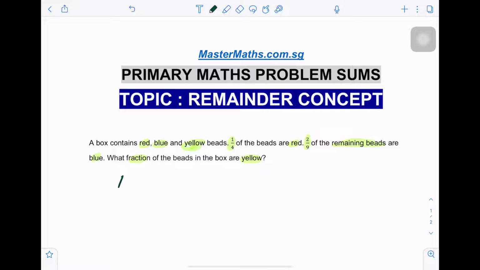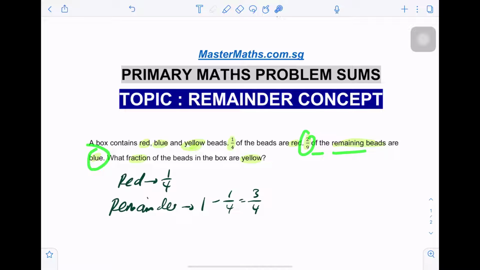So what we know is red is represented by 1/4, and then there will be a remainder. Okay, so the remainder will be 1 minus 1/4, that is 3/4. So 2/9 of the remainder are blue. 2/9 of the remainder. There will be 1/6 which are blue.